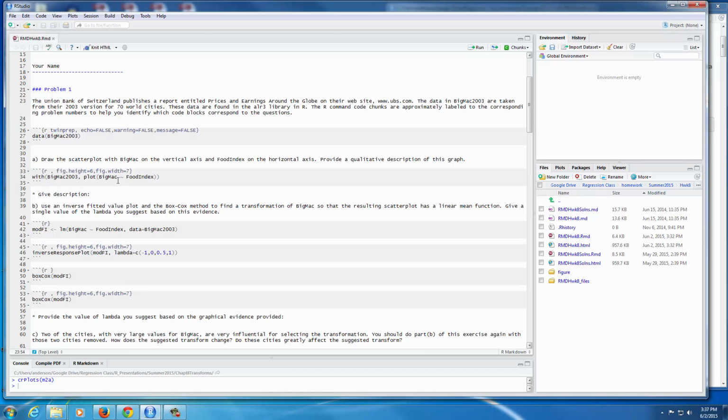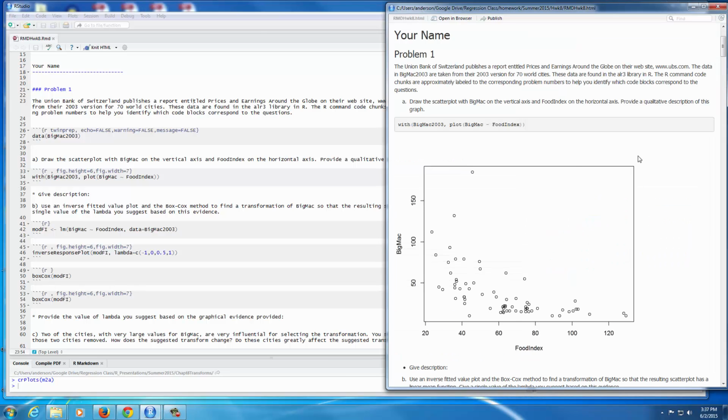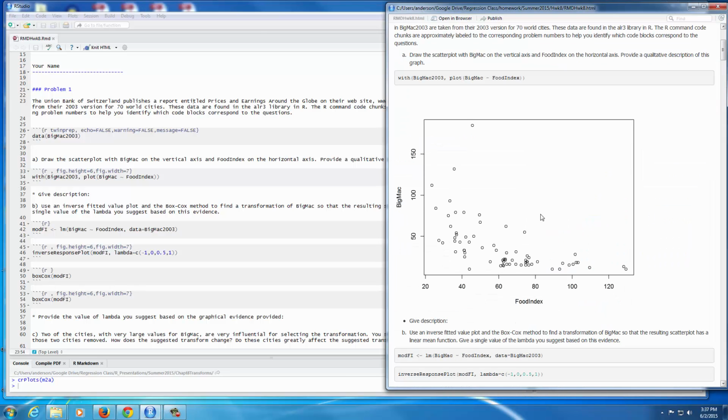In the first problem we are going to make a scatter plot. In line 31, line 34 is going to use the Big Mac 2003 data set to plot a variable called Big Mac on the vertical axis and a variable called food index on the horizontal axis. In the processed file you can see what this looks like.